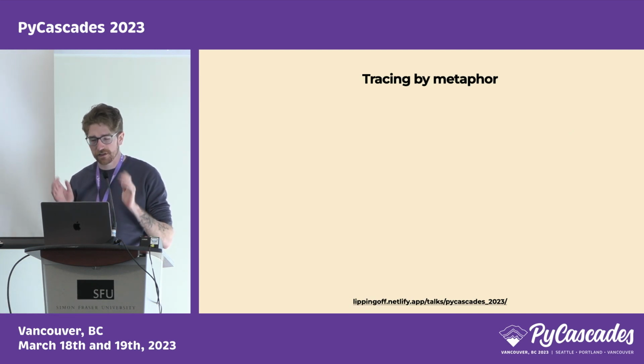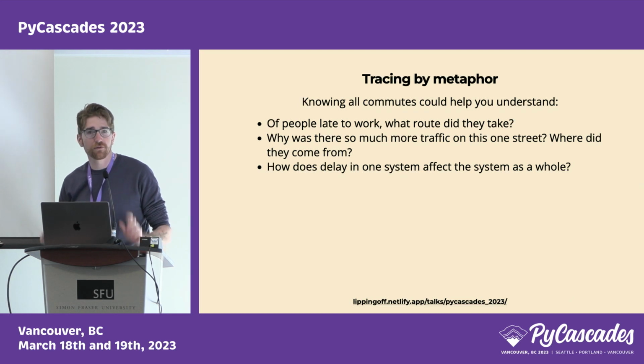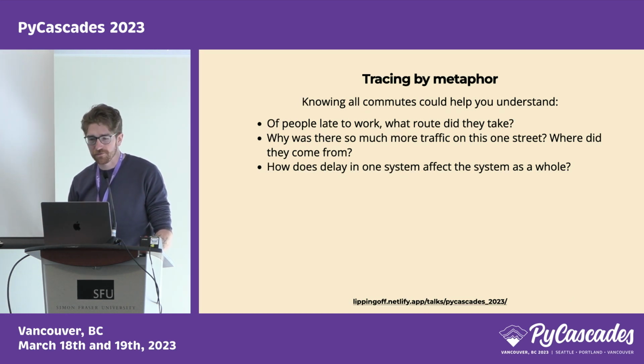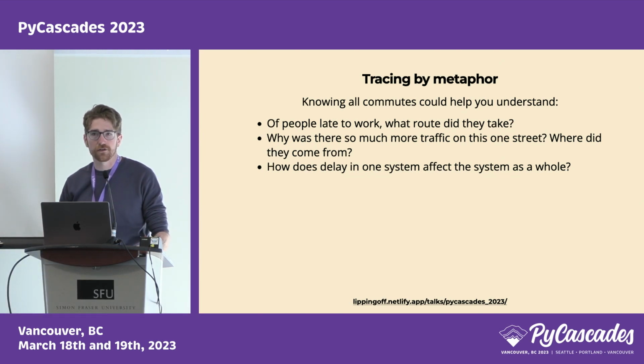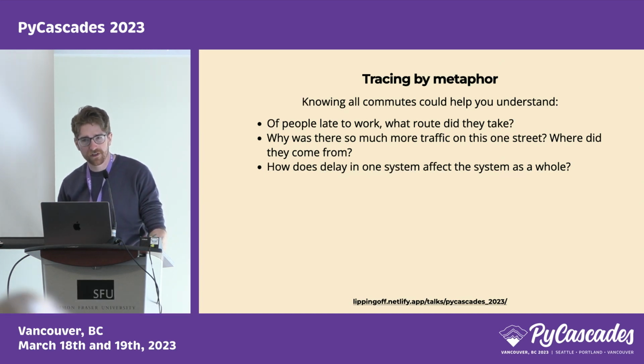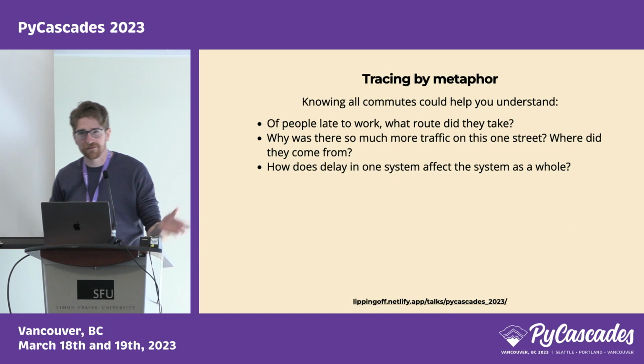how long did different spans of the journey take for people? You could begin to answer really complicated, in-depth questions like, of people who are late to work on a particular day, what route did they take? You could begin to actually look into causal inference of what caused there to be so much more traffic on this one particular street on this particular Tuesday as opposed to an average Tuesday. And you can answer questions like, how does a delay in one system affect a delay in the whole?